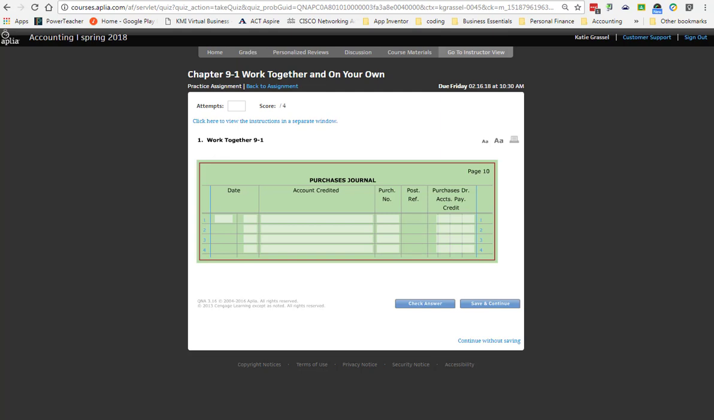We are also finding that as our business gets bigger, we use more accounts. Would you agree? More things to keep track of? So as our business gets bigger, we're going to move from our general journal, where we put every single transaction into, to using special journals. Okay? So what does that mean?